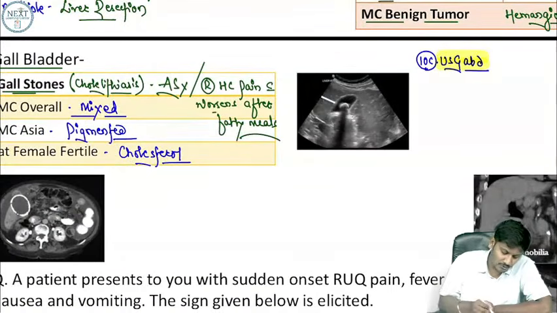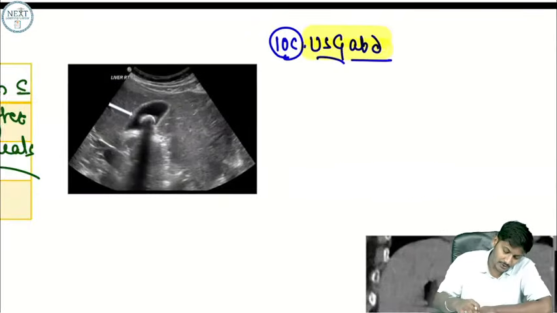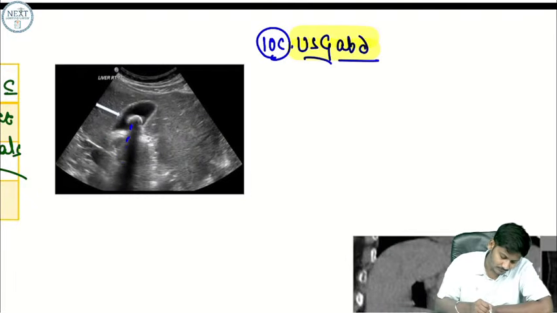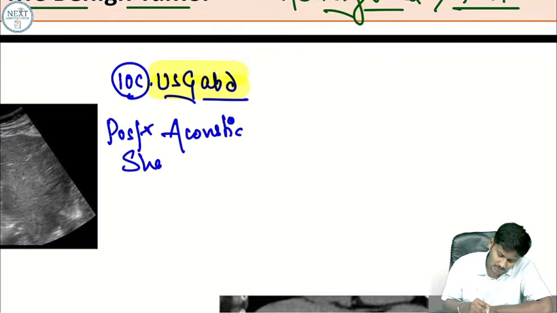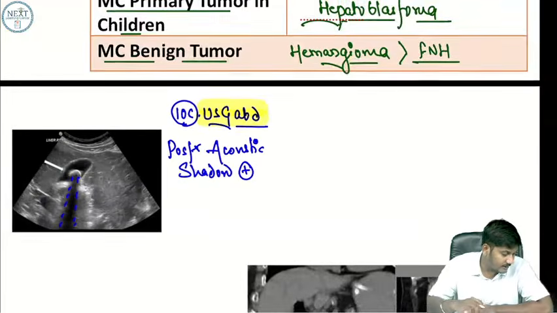So if they ask you what is the most important feature to differentiate, I hope all of you are quite aware, beta. It is going to be this feature, right? What is this feature? Shabash. Yes, it is going to be nothing else but the posterior acoustic shadow. In case posterior acoustic shadow is present, beta, that is a case of stone, right? Whenever posterior acoustic shadow will be present, bache, that is a classical case of stone.